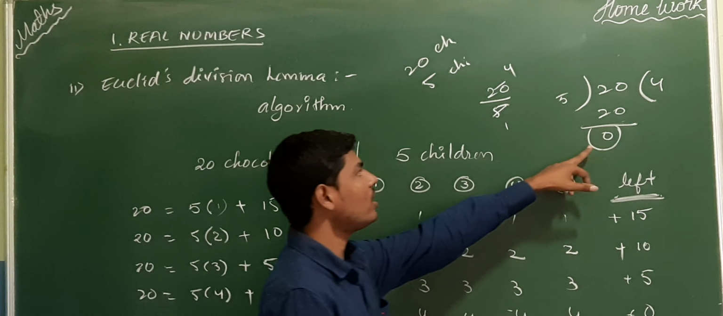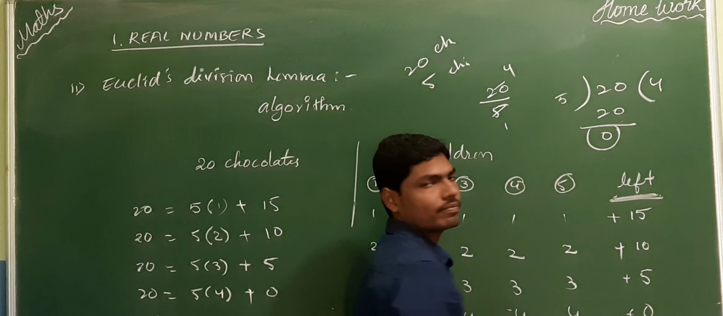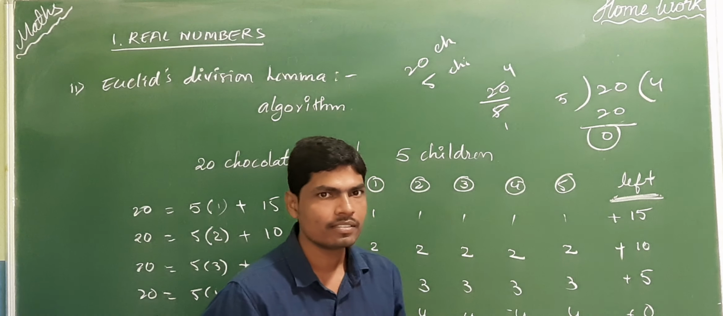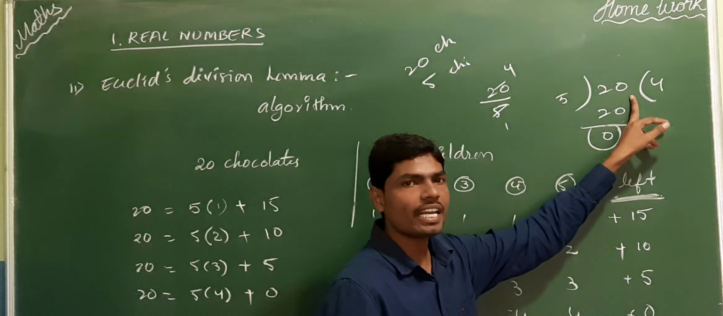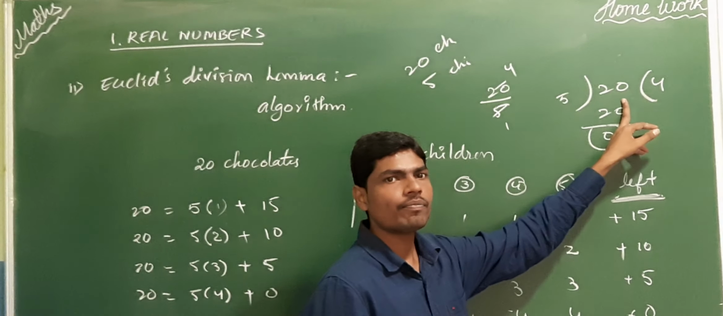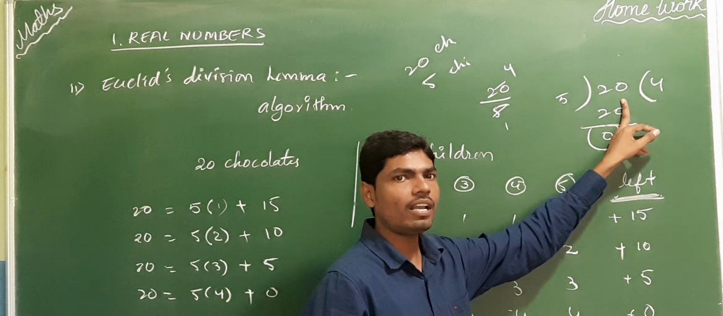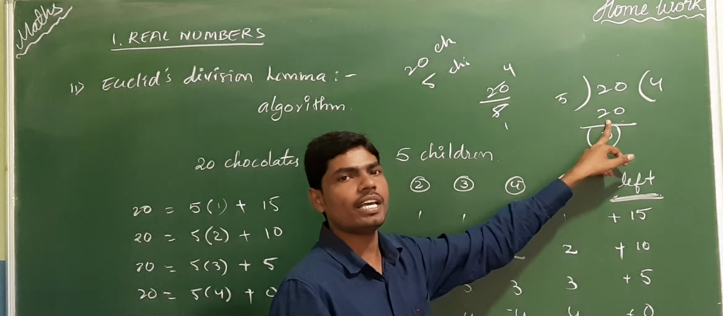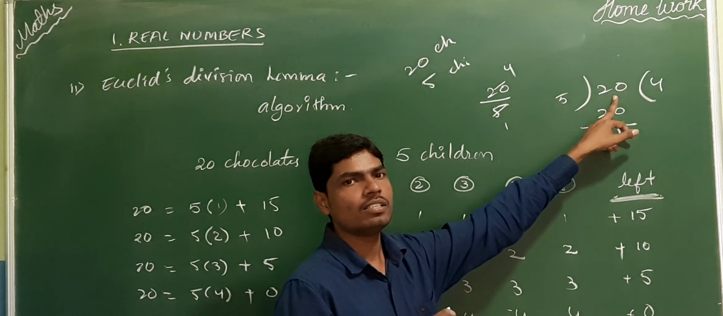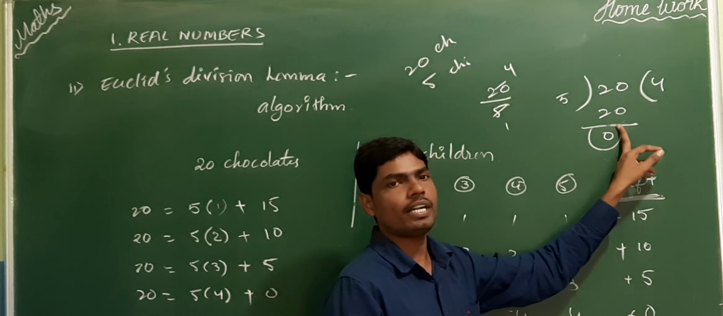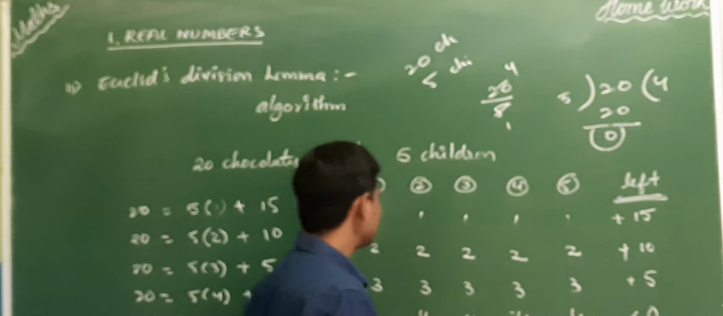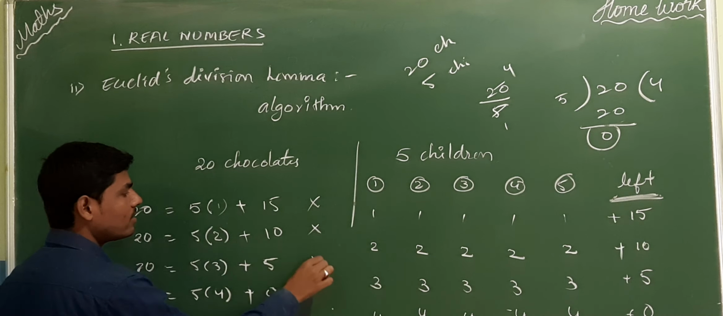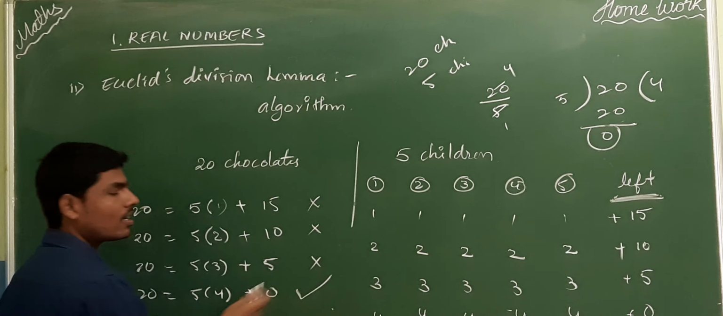So why are we not taking 5 threes here? 5 threes are 15. The number should be nearest to 20, or less than 20, or exactly 20. So 5 fours are 20. It is very near, that means equal to 20. So we should take 5 fours are 20. We got remainder 0. That means this step is wrong. This step is wrong. This step is wrong. So this step is correct.